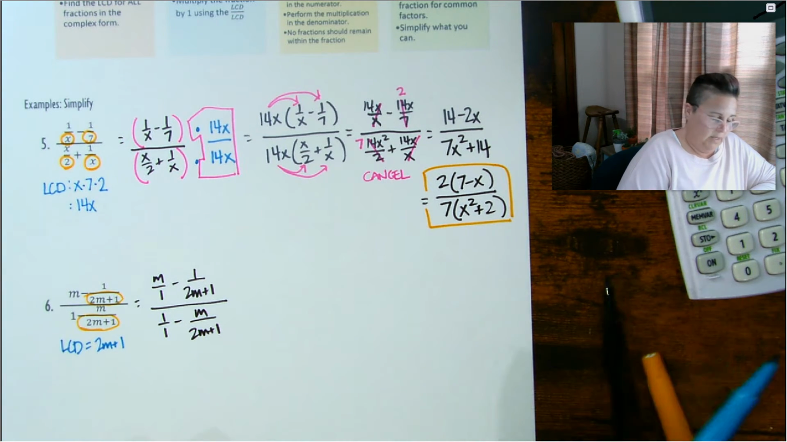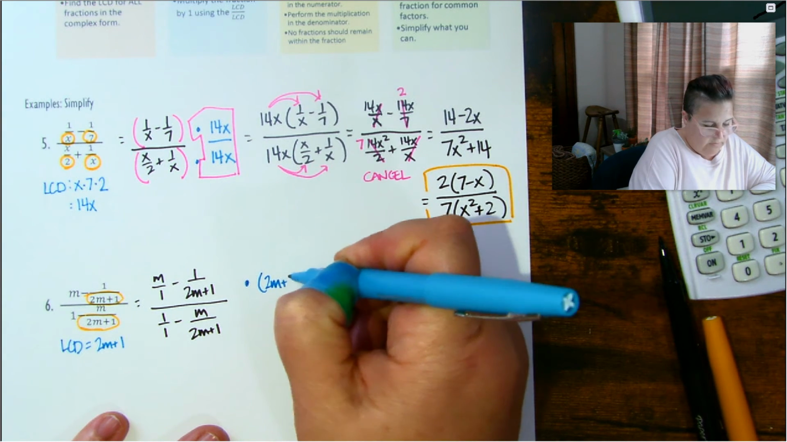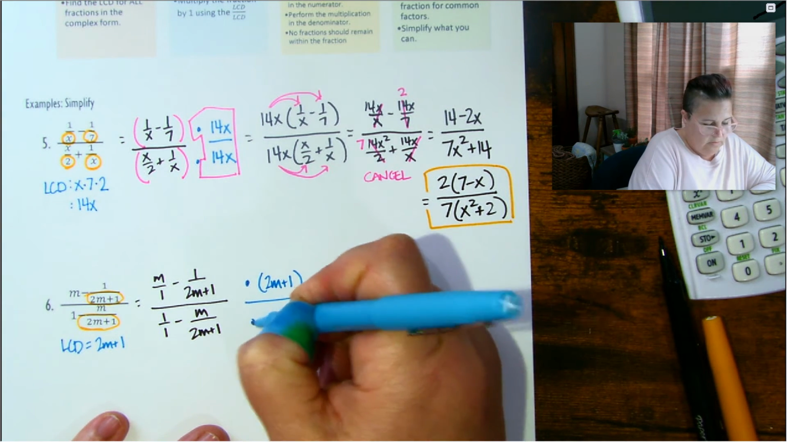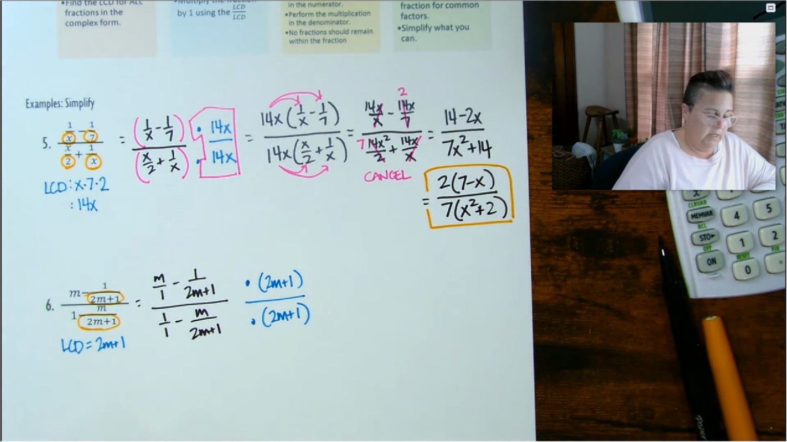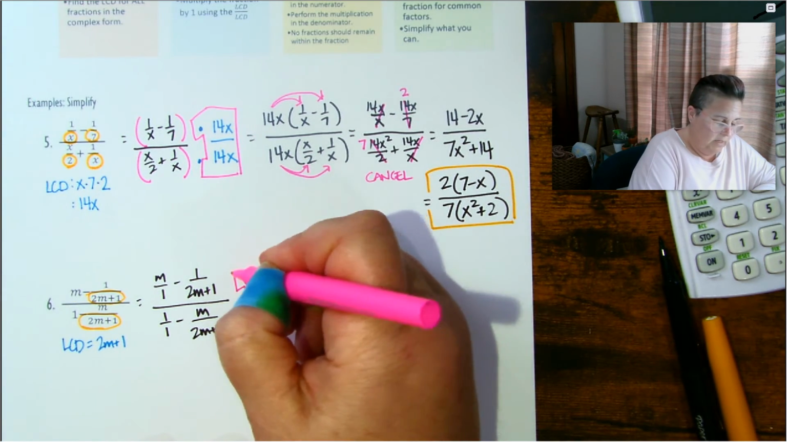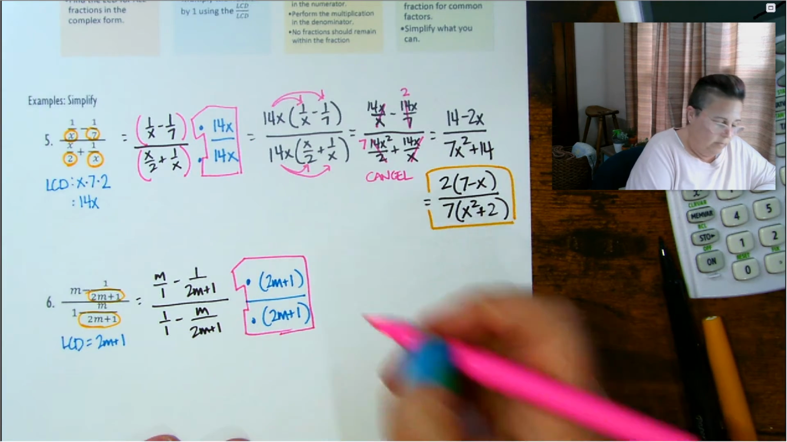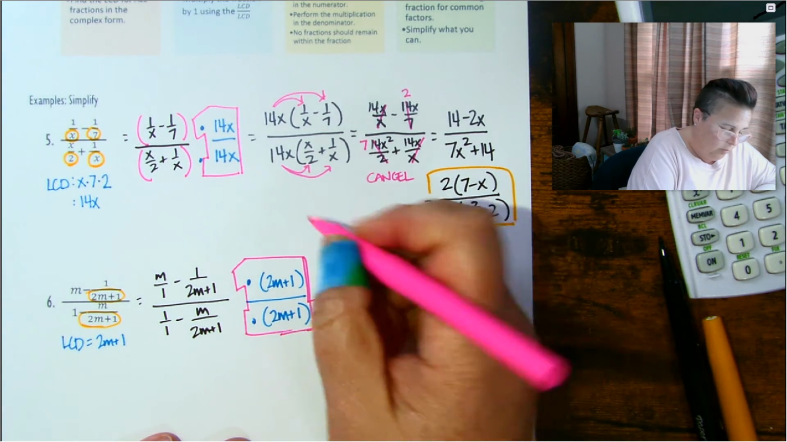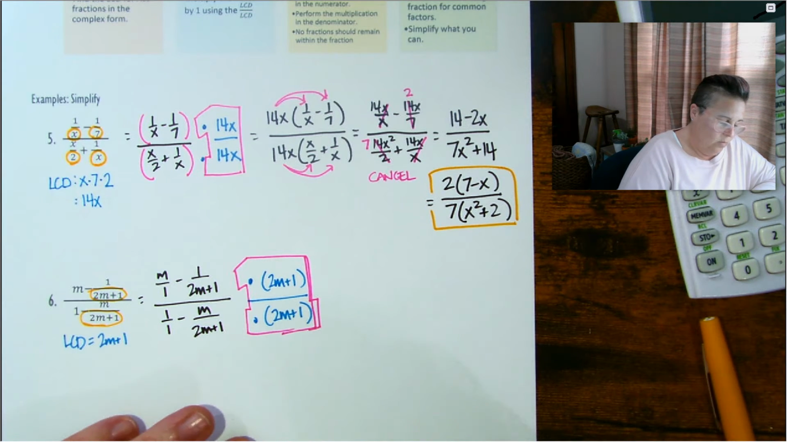And I can have 1 over 1 minus m over 2m plus 1. I'm going to multiply 2m plus 1 over 2m plus 1, because this is the same as multiplying by 1. I'm just making a really big number 1 here. I don't know if you can see my number 1 there, but I'm making a really big number 1. I'm just being a little goofy. Okay. So what is that going to be?